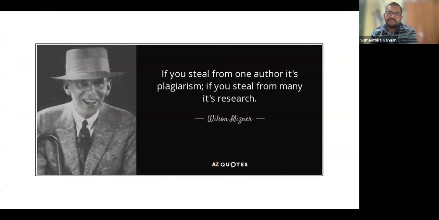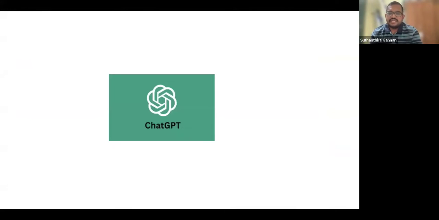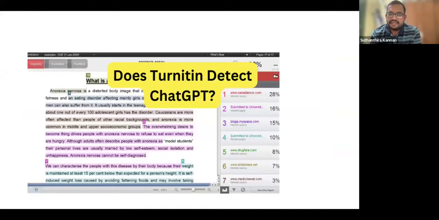I am a member of the scientific research committee and ethics committee of my own institute. We are seeing this kind of thing using ChatGPT. ChatGPT used for the research discussion is also not going to help, because we have software called Turnitin that detects ChatGPT content. Even many universities have this Turnitin software to detect ChatGPT content.